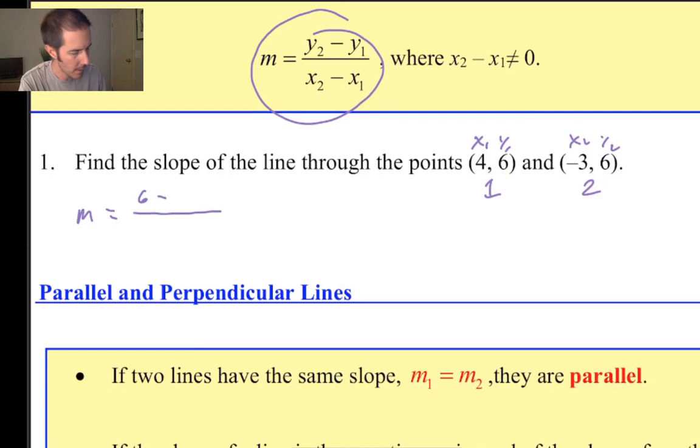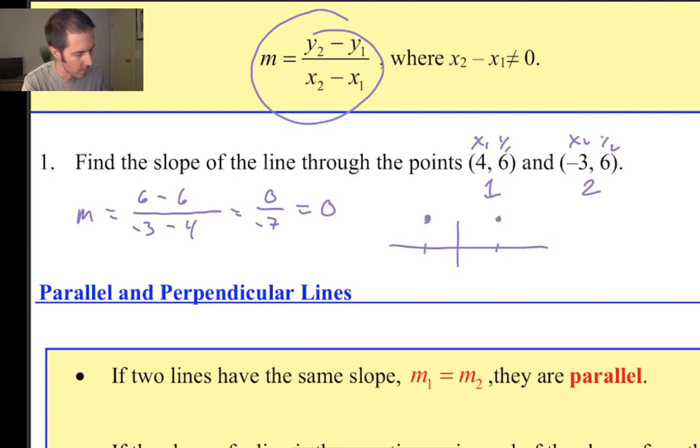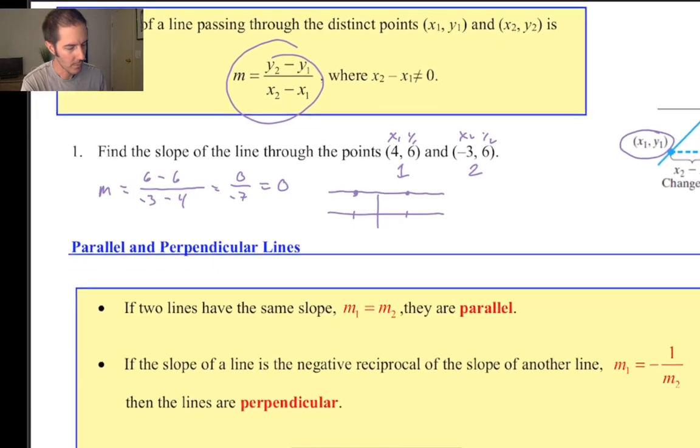y2 is 6 minus y1 is also 6 over x2, which is negative 3, minus x1, which is 4. That gives us 0 over negative 7, and 0 divided by anything other than 0 is equal to 0. So the slope of this line is 0, which means it is a horizontal line. And if you were to plot these 2 points, that would be very clear. Over 4 and up 6, to the left 3 and up 6. The fact that we had to go up 6 in order to arrive at both of those points definitely is going to make this a horizontal line.